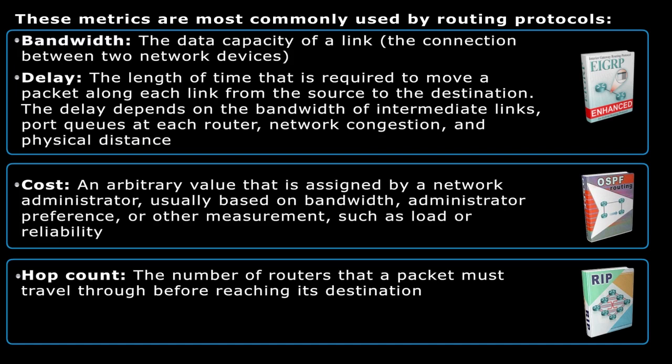But by default, it's based on bandwidth. So with OSPF, the cost calculation is going to be inversely proportional to bandwidth, meaning if you have a higher bandwidth, you're going to have a lower cost on a link. If you have a lower bandwidth, you're going to end up with a higher cost.